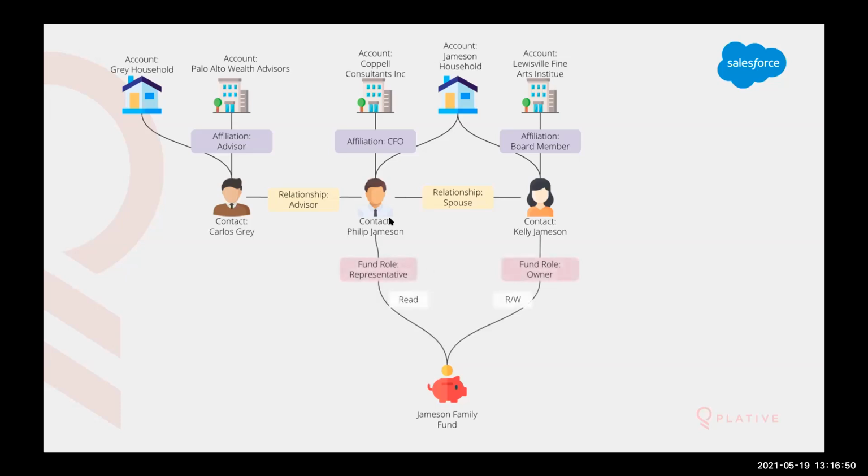And of course, we need to connect our donors to the fund. And so we use another connector object called a fund role to connect Philip and Kelly to this fund. And as you can see, we've designated Kelly here as the owner of the fund. And because she's the owner, she has a read-write access to this fund. Philip here is a representative, and he's going to just need read access. So you can control the permissions that a person has to their fund. So whether or not they can update that fund or create a grant request. So those are all specific permissions that are associated with their fund role.